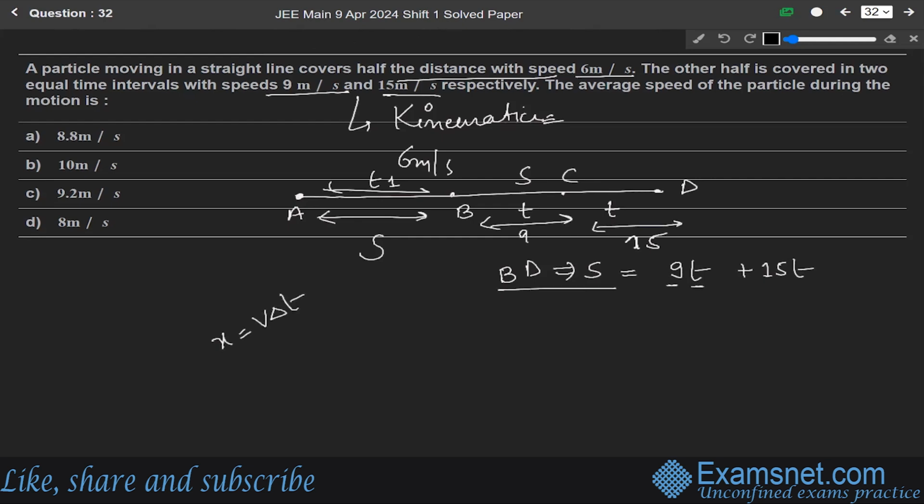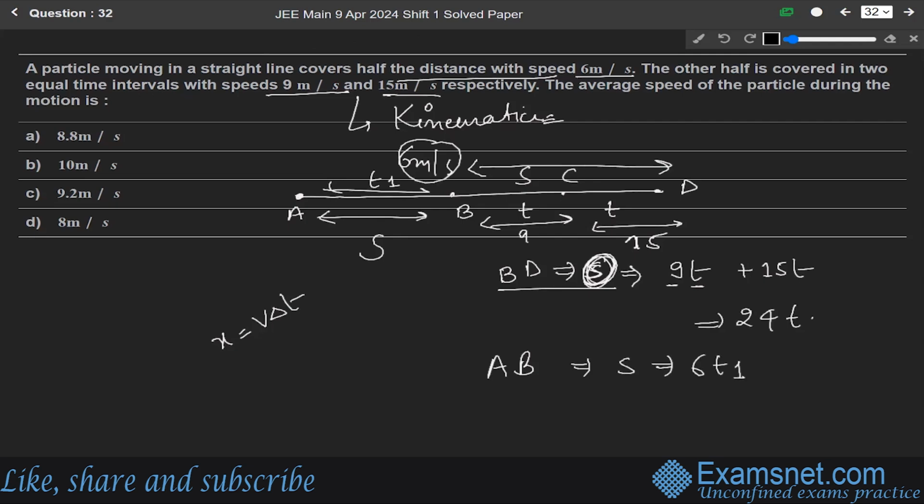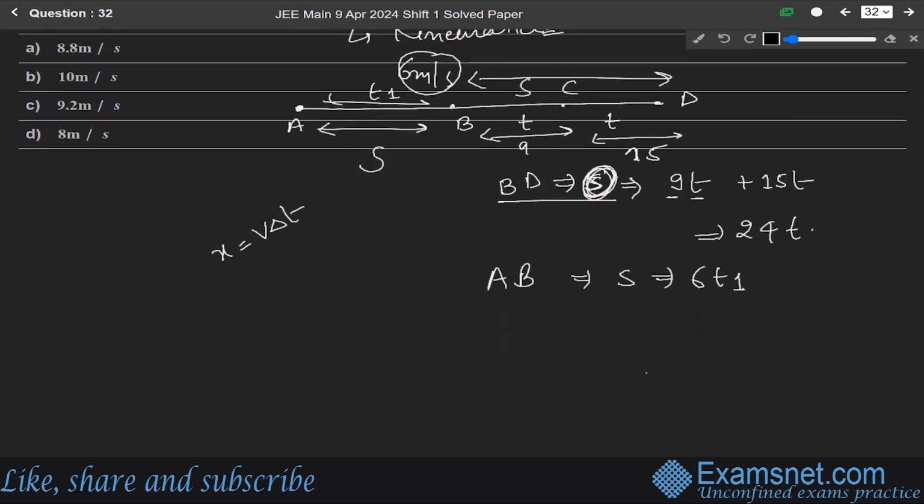So for BD, covering the distance between B and D, the total distance, not displacement, will be equal to 90 plus 15T, so it will be equal to 24T. And between AB, S will be equal to 6 meter per second times T1, let us say.